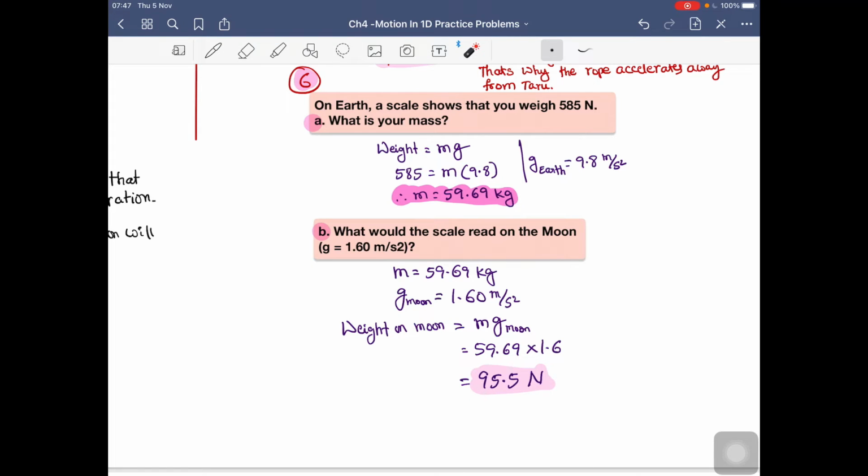So you can see the weight on the Earth and the weight on the moon are different. Though the object's mass is the same, it has a different weight on Earth and moon. The moon is smaller than the Earth, so the G value is less, 6 times less than the Earth G value.